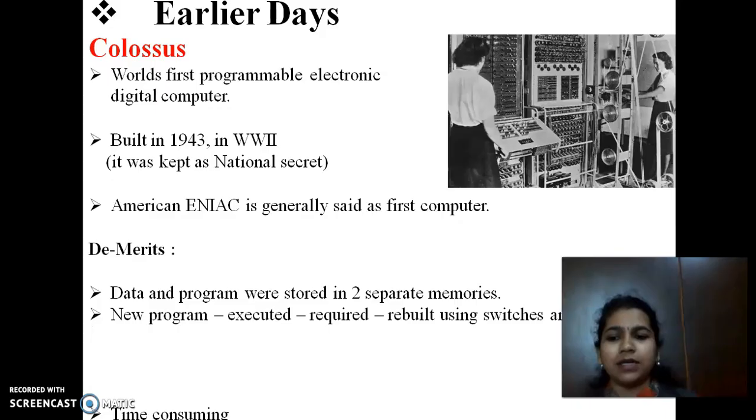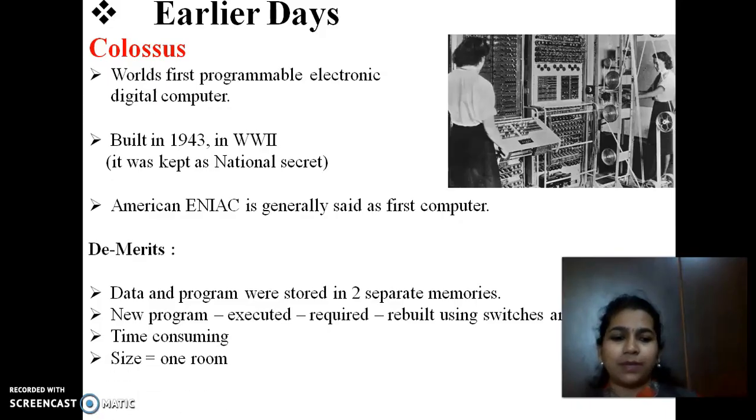Now, what was that? The data and programs were stored in two separate memories. Now, what is the difference between data and program? Let's say if you consider a C program, in the C program you will write printf statements, scanf statements, some computation statements. If you want to write a program for addition, then you will write a statement such as C is equal to A plus B. These are called computation statements.